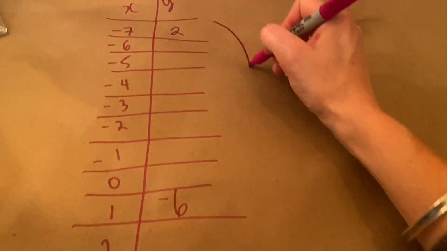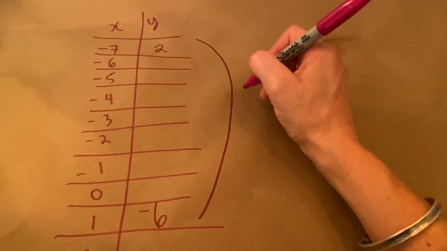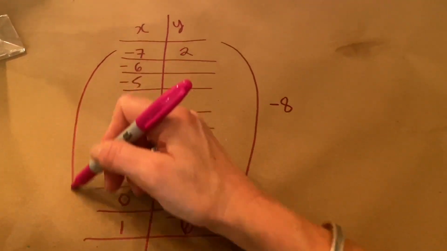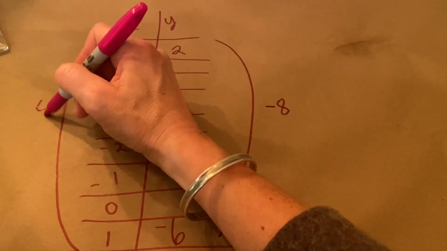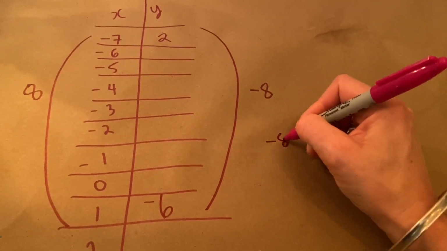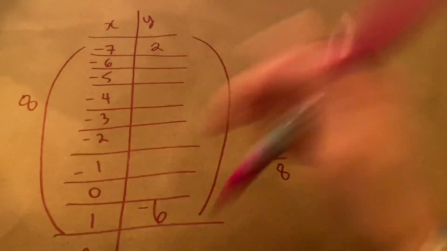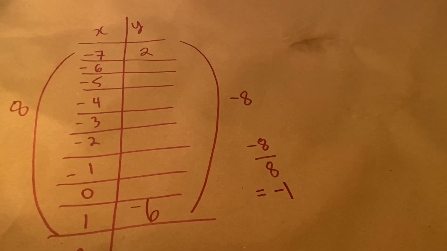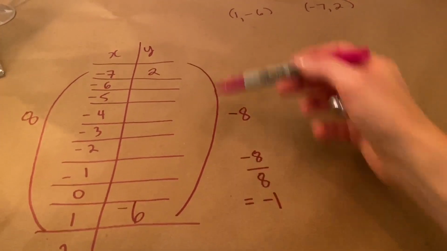What we want to do is find, if I'm going from 2 to minus 6, it means I'm dropping 8. And then over here, if I'm going from minus 7 to 1, I'm going up 8. If I'm jumping down 8 in 8 of the x's, that means I'm jumping down 1 each time. Rate of change, to find my slope, I found this difference.